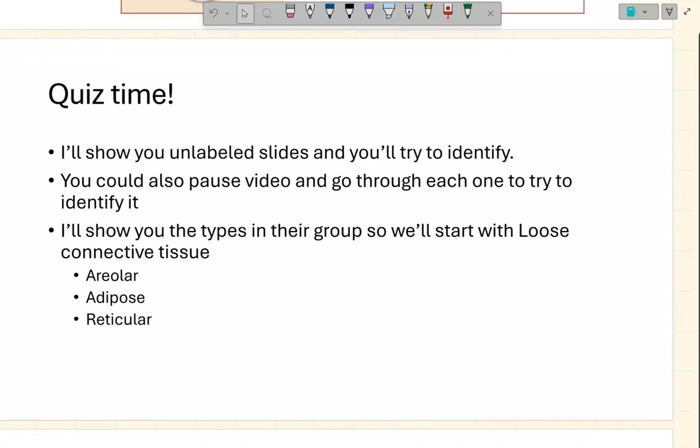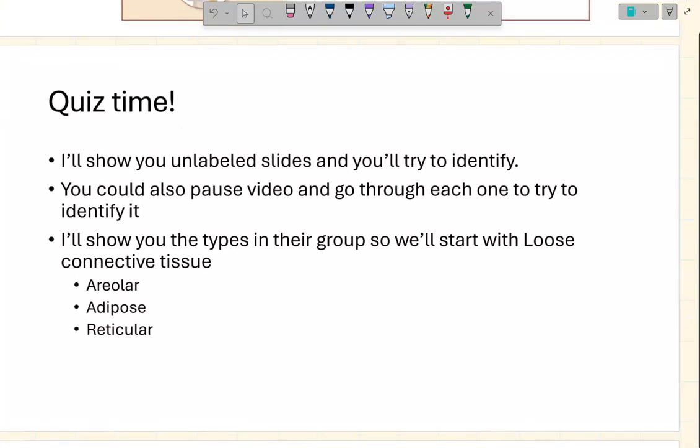Okay, but I want to use the rest of the time to give you a little quiz. And I wanted to do this because connective tissue is hard. There are so many different types that it can be really hard to orient yourself to what you're looking at.